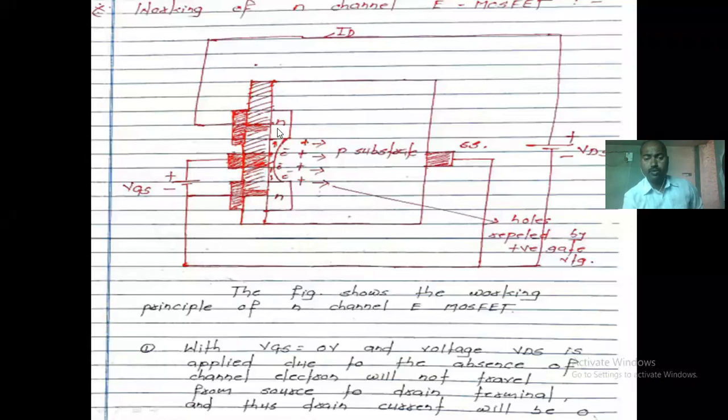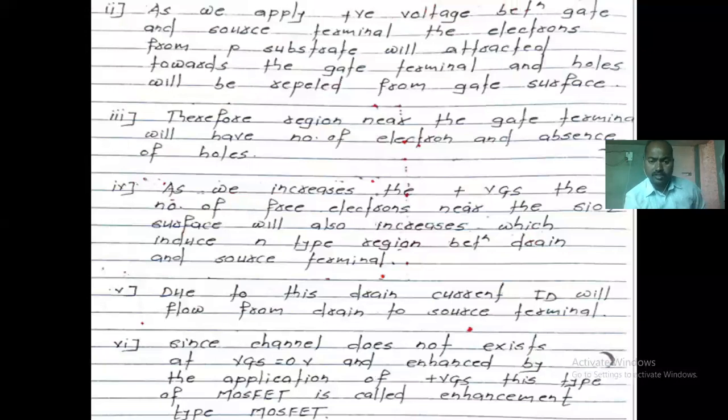So we have done the channel enhancement process. The channel is not already formed; we enhance this channel by applying a positive voltage to the device. Due to the positive voltage, electrons from the p substrate are attracted towards the gate terminal, and as we apply more positive voltage, more electrons accumulate in this area. Current starts flowing from the source to the drain. This happens in this case, I'm telling you this for this diagram.